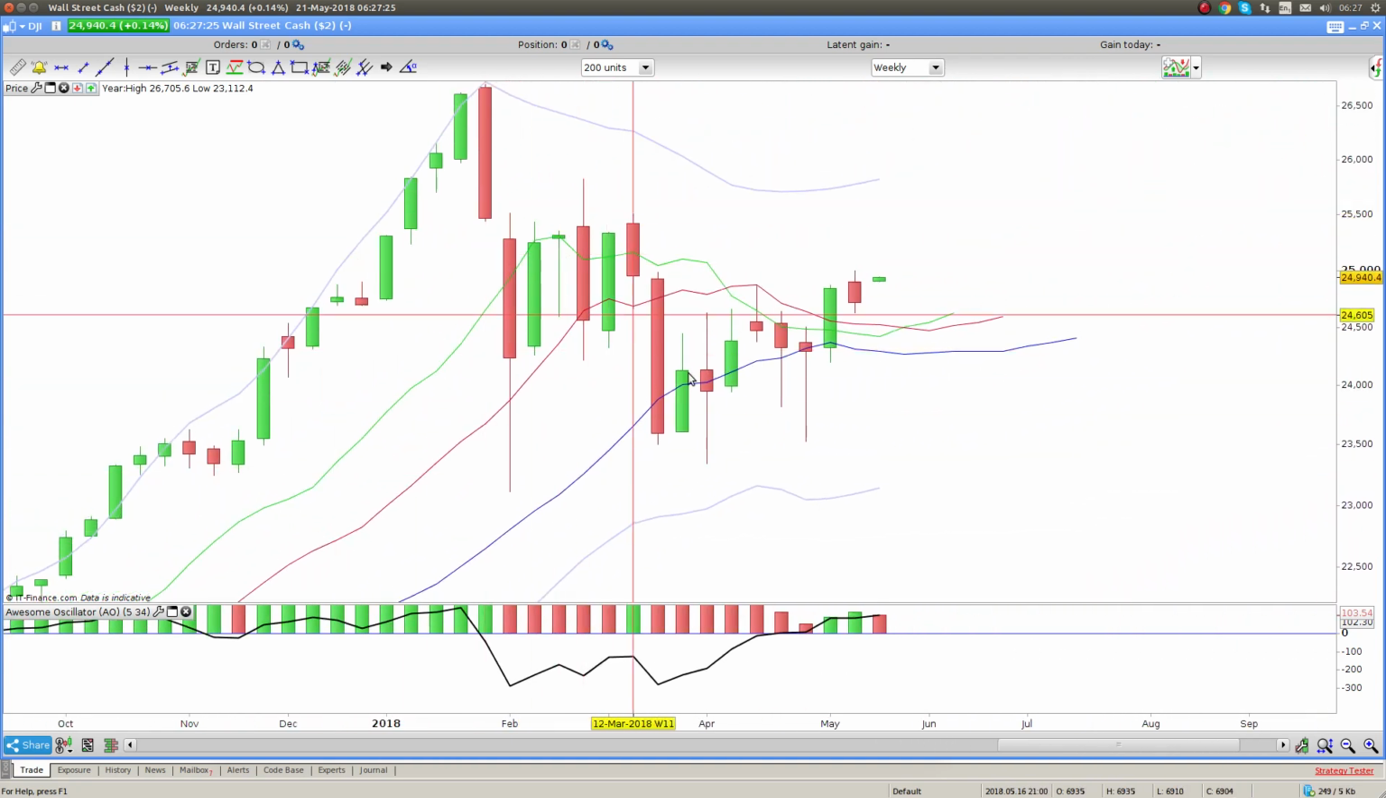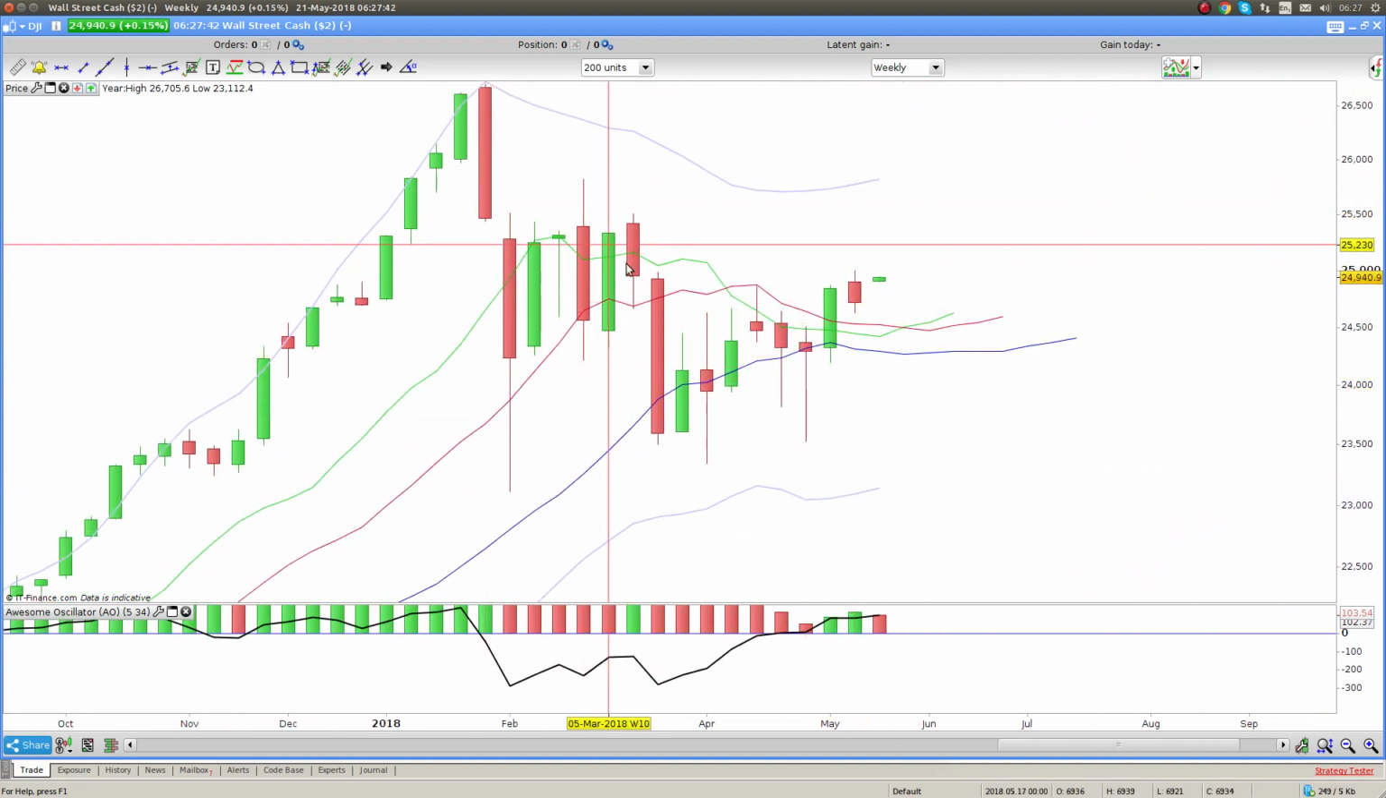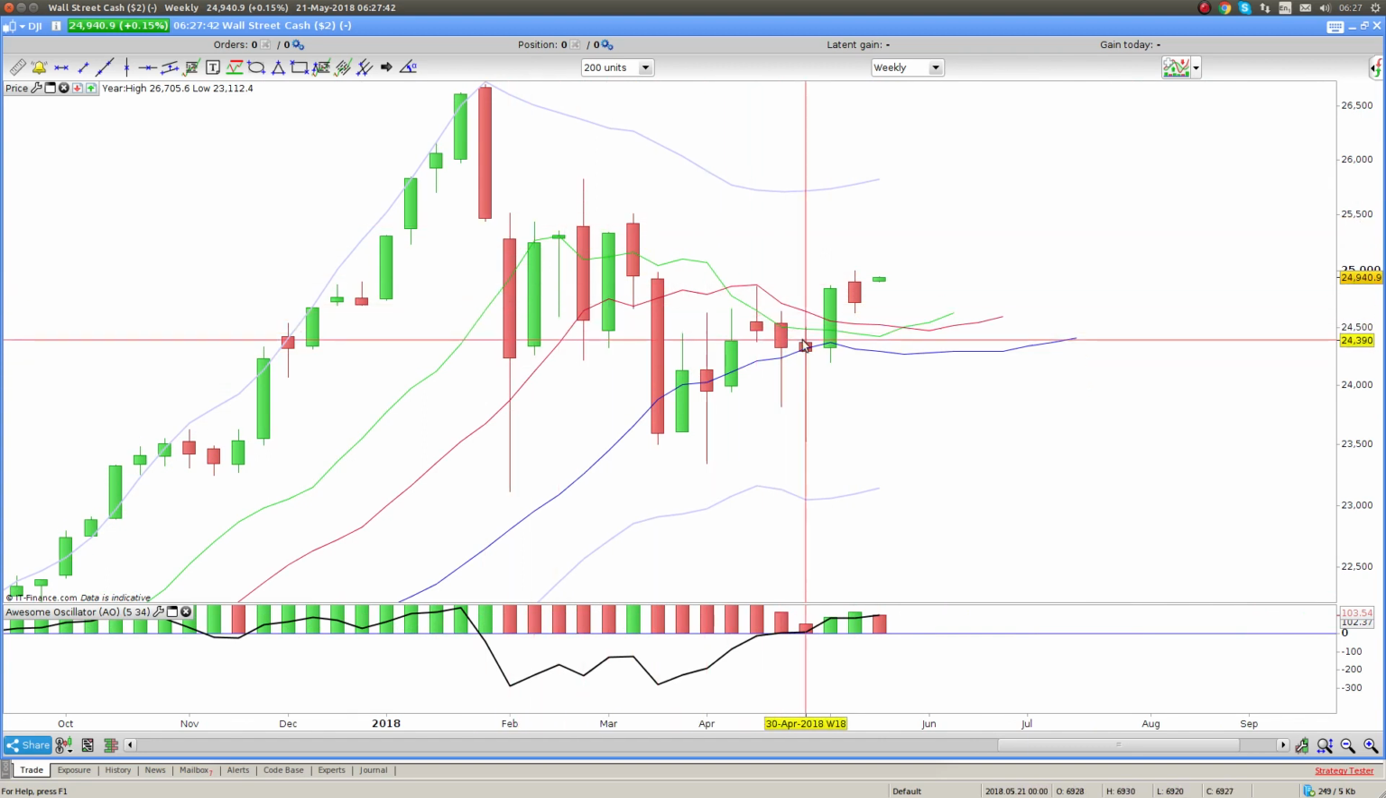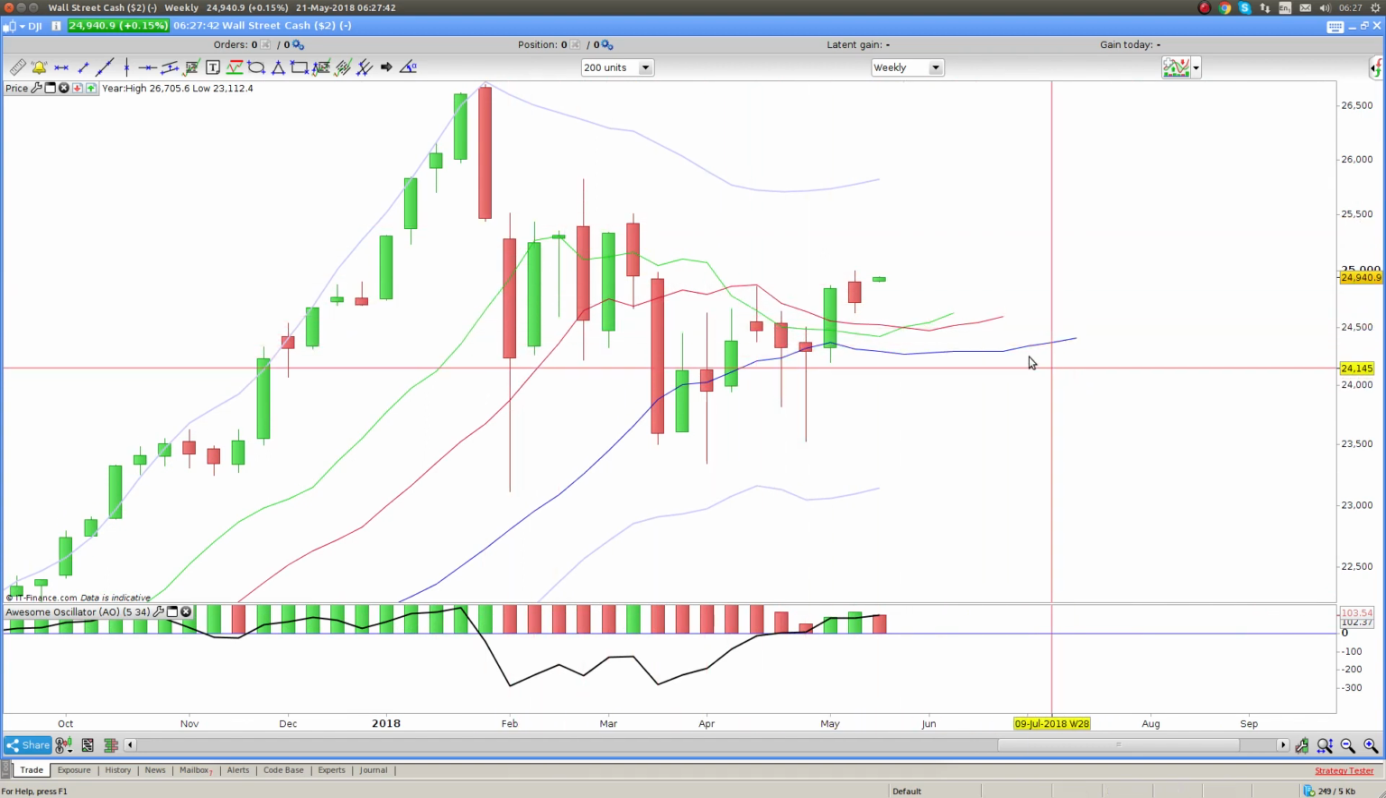When the Alligator does this, it's sleeping. In other words, it's consolidating. And when it starts pointing to the upside like it is at the moment, momentum is picking up to the upside.